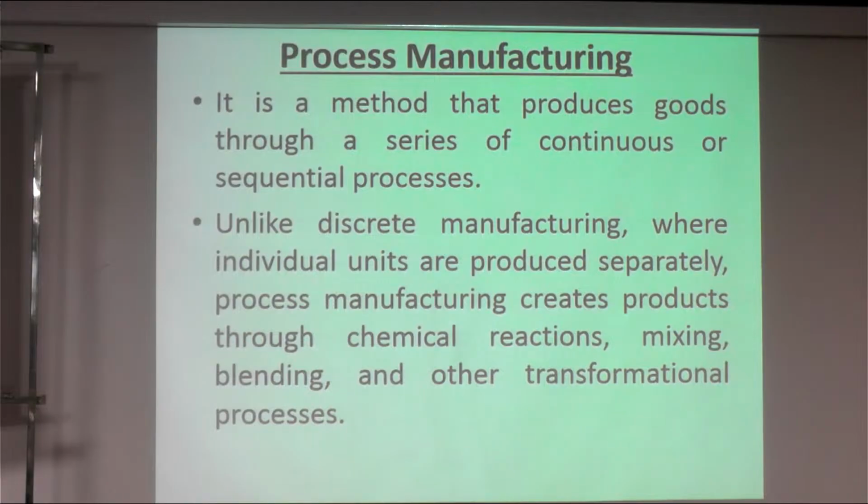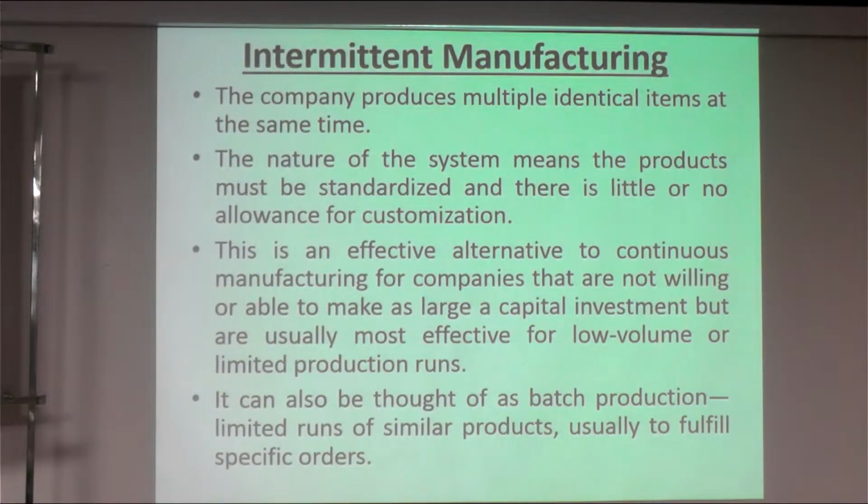Process manufacturing. So in this method, goods are produced through a series of continuous or sequential processes. Unlike discrete manufacturing where individual units are produced separately, process manufacturing creates products through chemical reactions, mixing, blending, and other transformational processes.